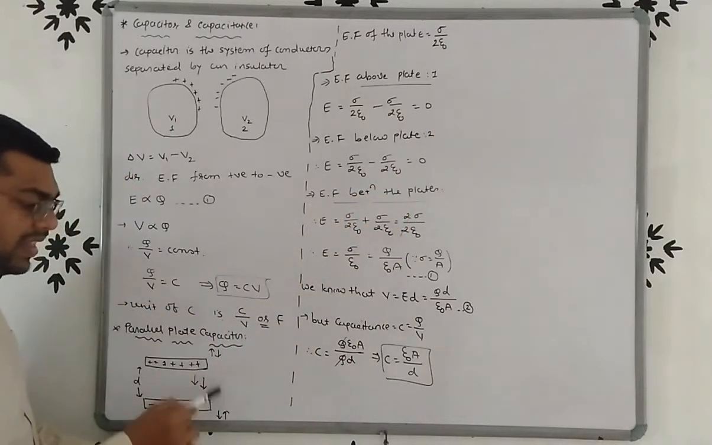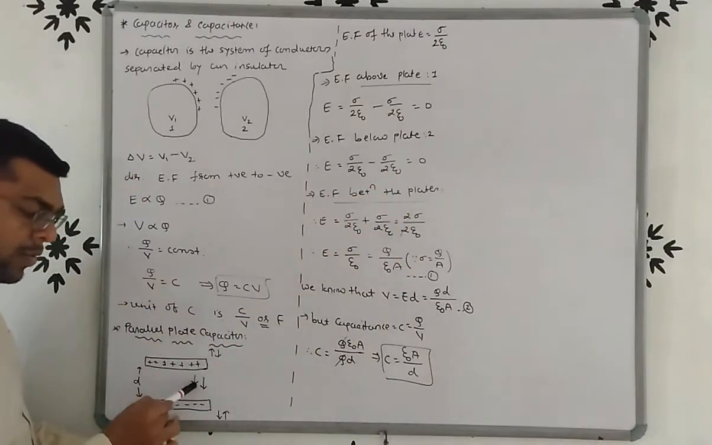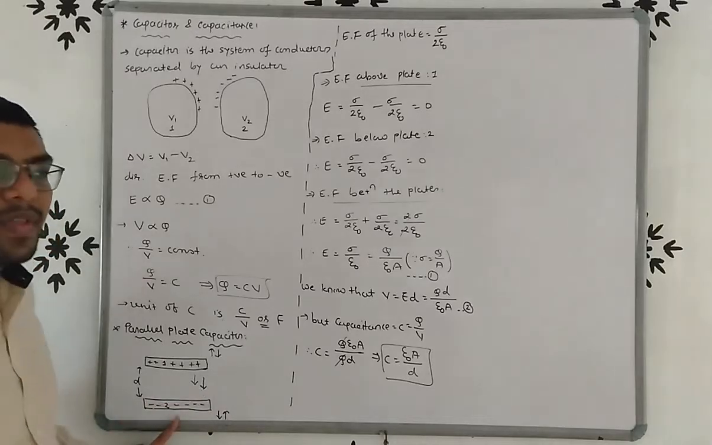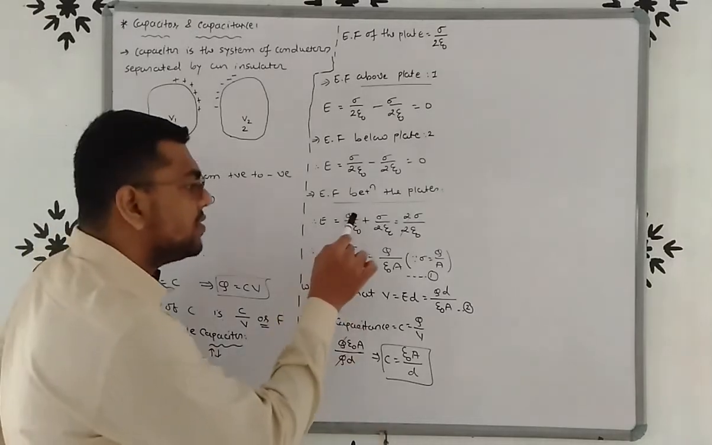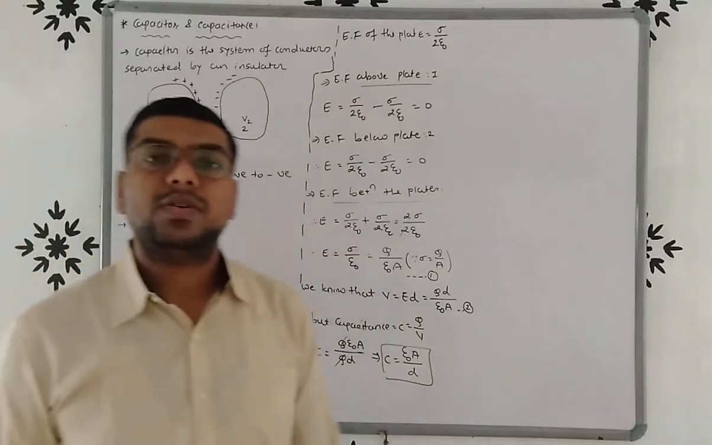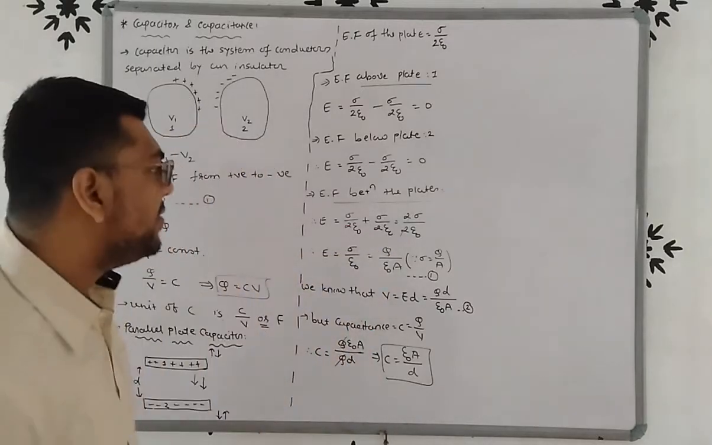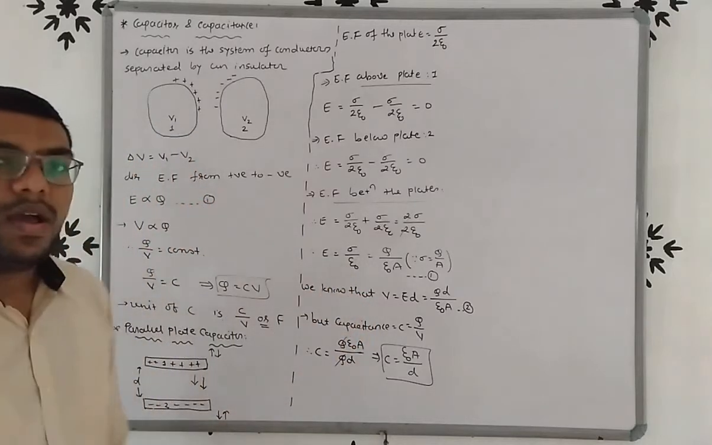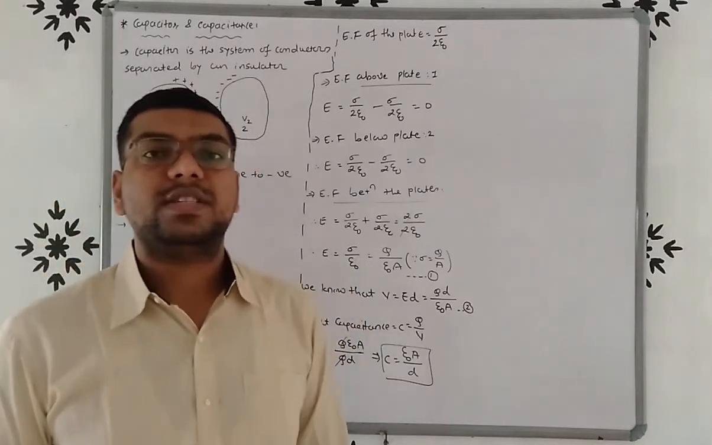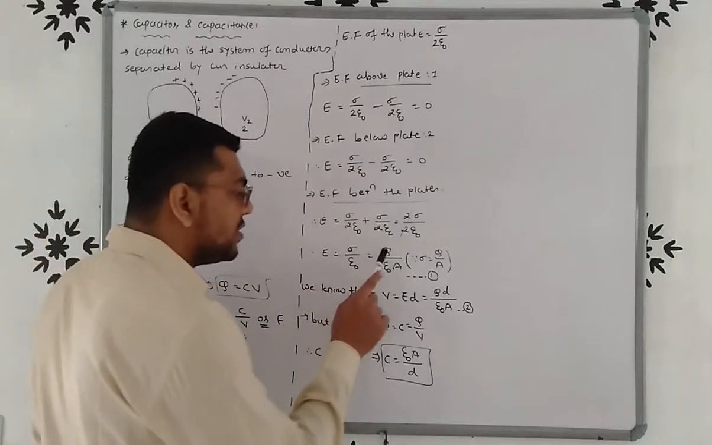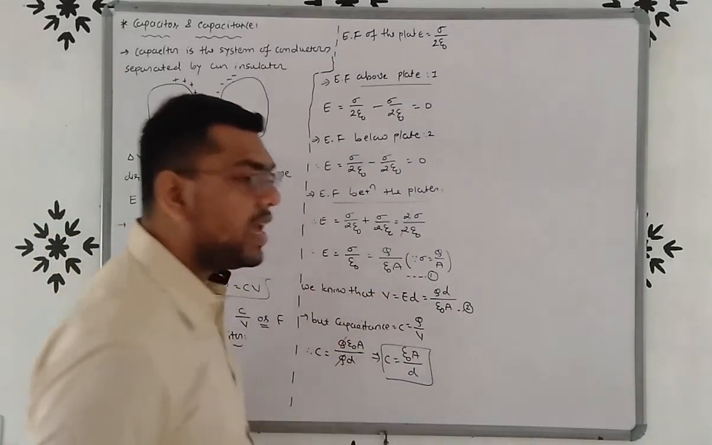Now between the plates, due to the positive charge the field is outward, and due to the negative charge it is inward. So here the directions are the same. So E is equal to sigma upon 2 epsilon 0 plus sigma upon 2 epsilon 0. So the electric field between the plates, E, is equal to sigma upon epsilon 0. But we know that surface charge density sigma is equal to Q by A. So E is equal to Q by epsilon 0 A.